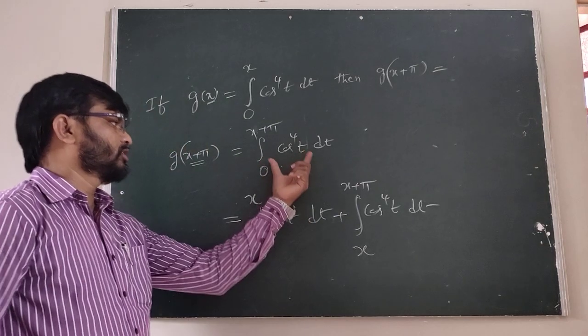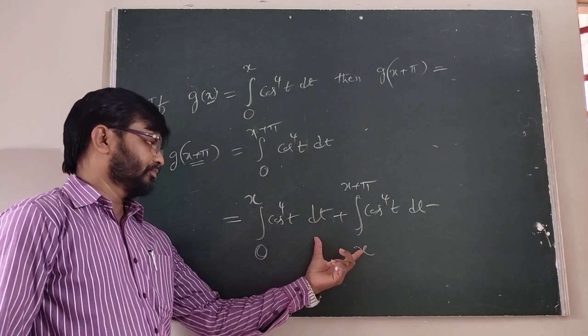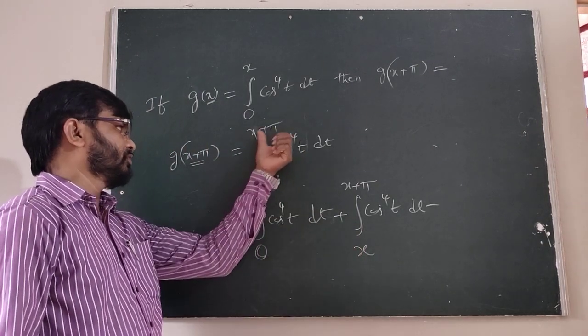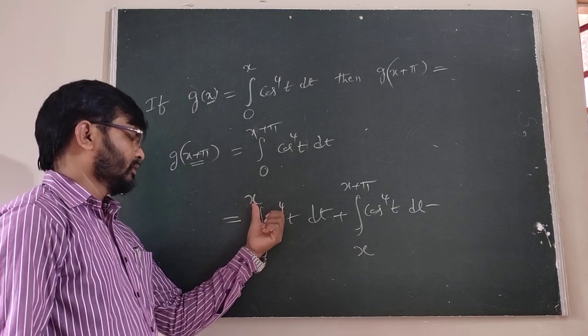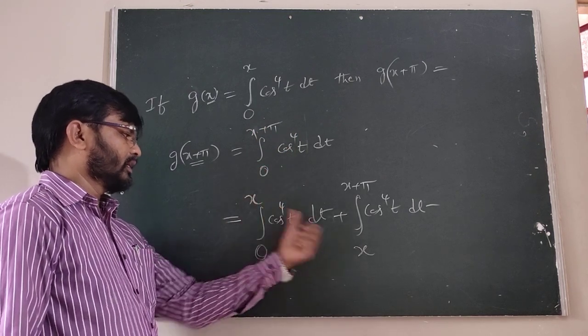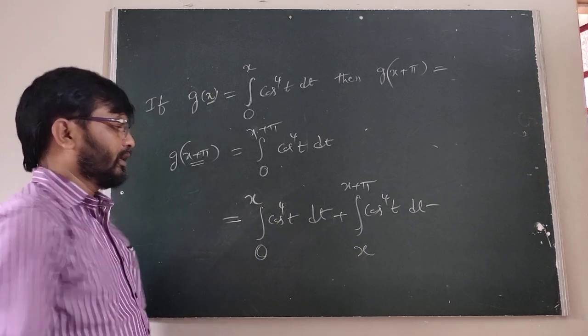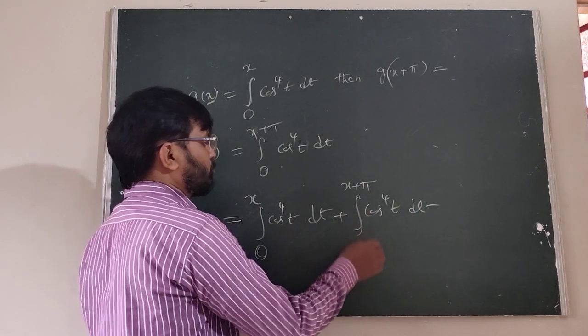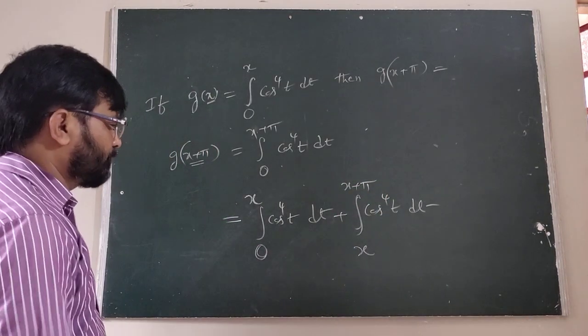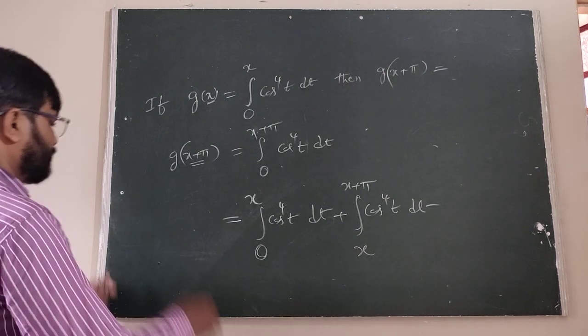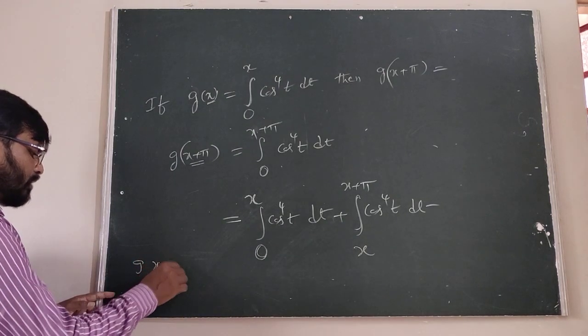Now this can be split into two integrals. Between 0 and x plus 5 we take x, that is 0 to x of dt, and then we can write here x to x plus 5. After that we can write this as g of x plus 5.